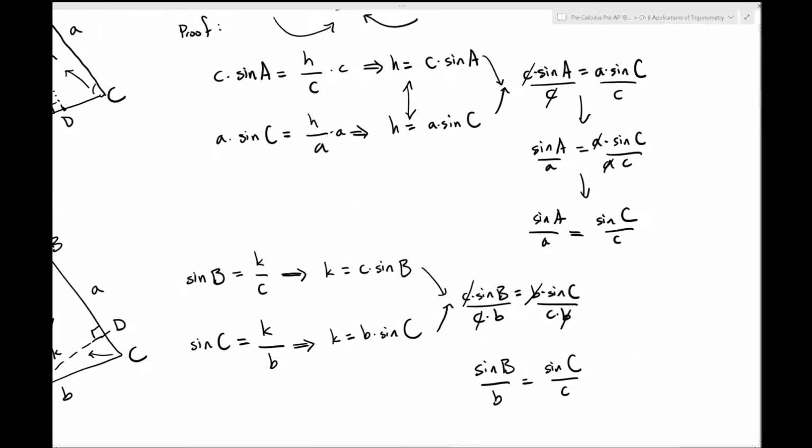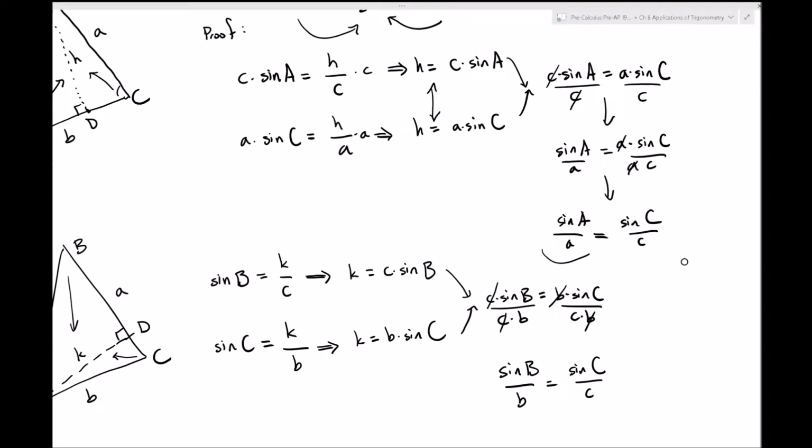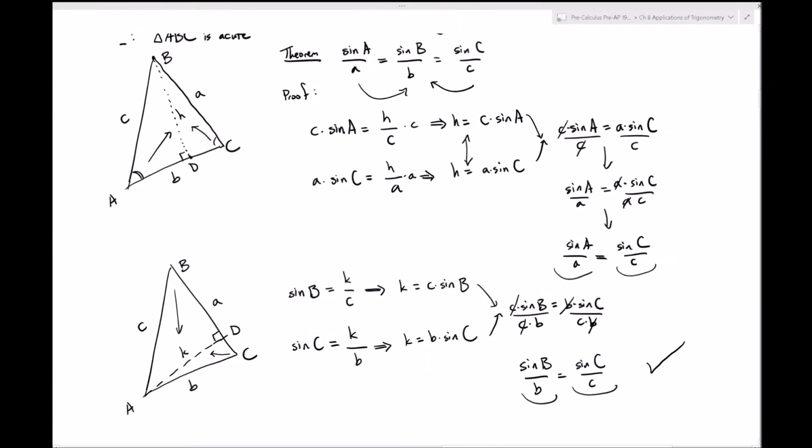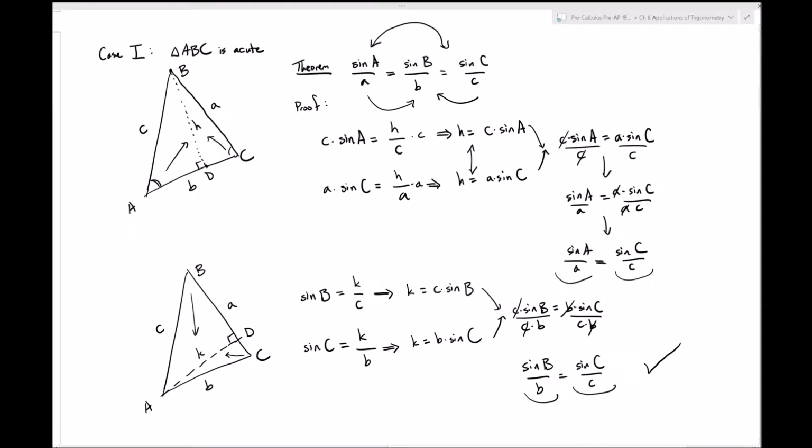And that completes the proof, because if sine A over a is equal to sine C over c, and sine C over c is also equal to sine B over b, then all three of those things are equal to each other. It's got to be. So there's our proof. And that's the proof of the law of sines for the acute triangle case.